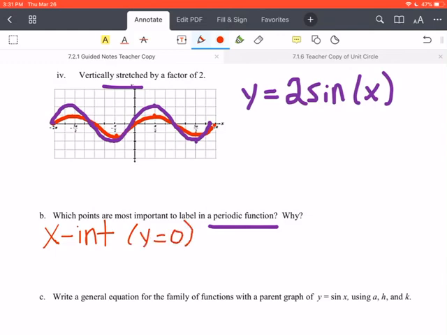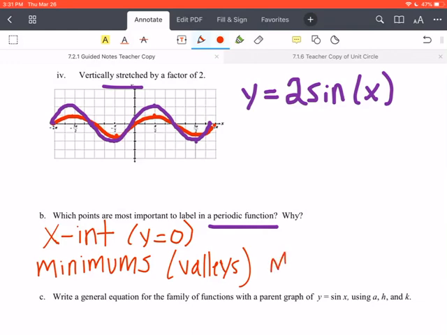And then what else is important? The other things that are important would be the minimums. What have I been calling the minimums? I've been calling those the valleys, which are the bottom of the unit circle. And then the other thing that is important is the opposite, which is the maximums, which I'm going to call the peaks. Okay, why is this important? Because we understand the general shape. We understand the general parent function.